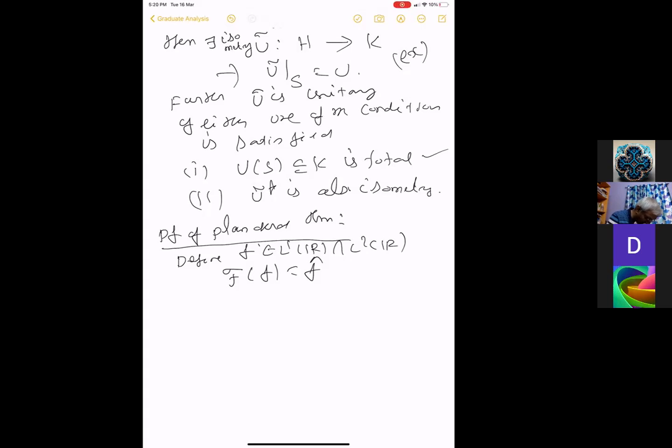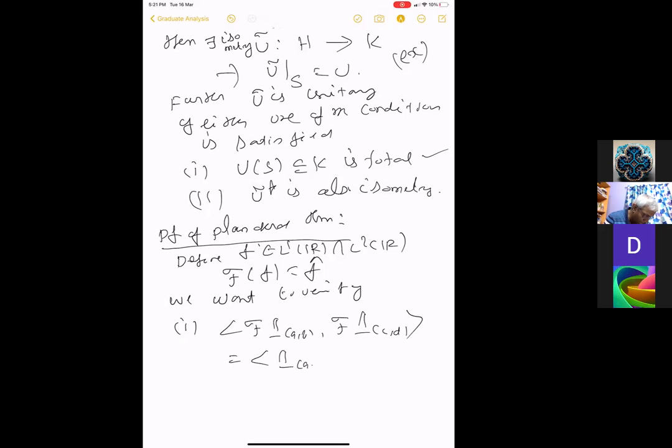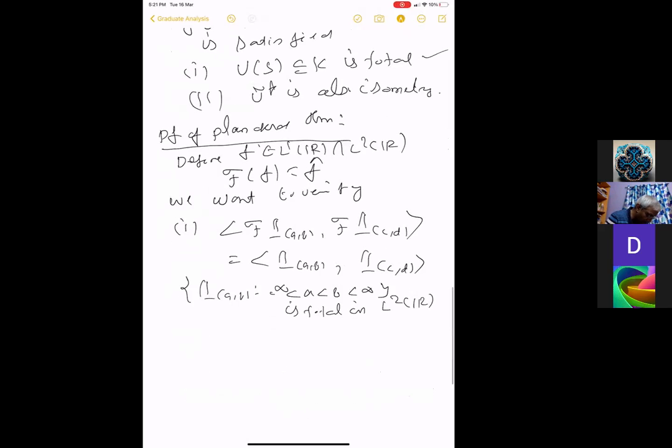So we define. First, I want to verify the following. The script F of 1_[a,b], some interval, and 1_[c,d], another interval. This is the indicator function, the characteristic function of the interval [a,b]. We want the inner product to be preserved. Since the indicator functions 1_[a,b], with a less than b, finite, form a set that is total in L2(R), script F will extend.